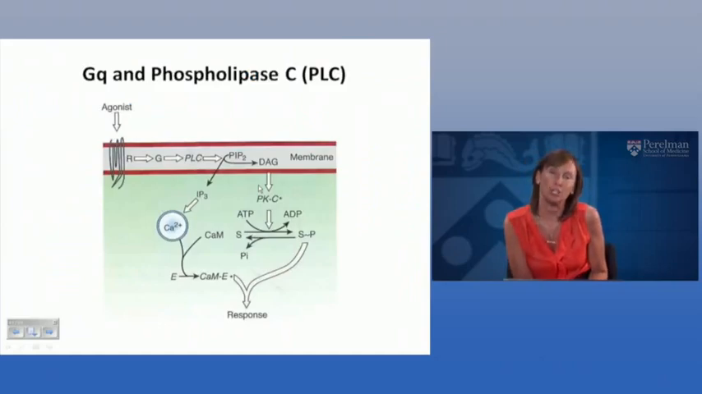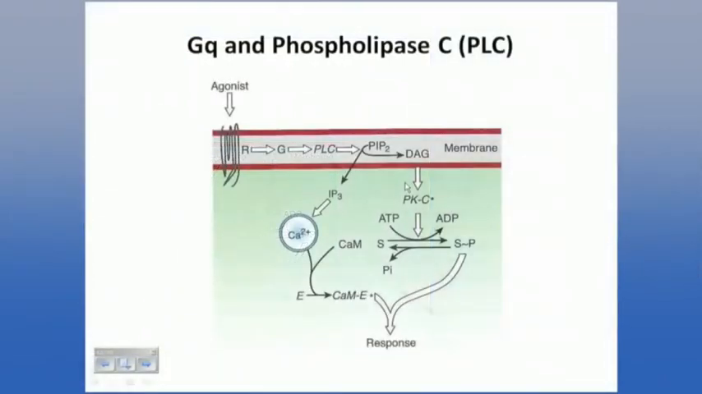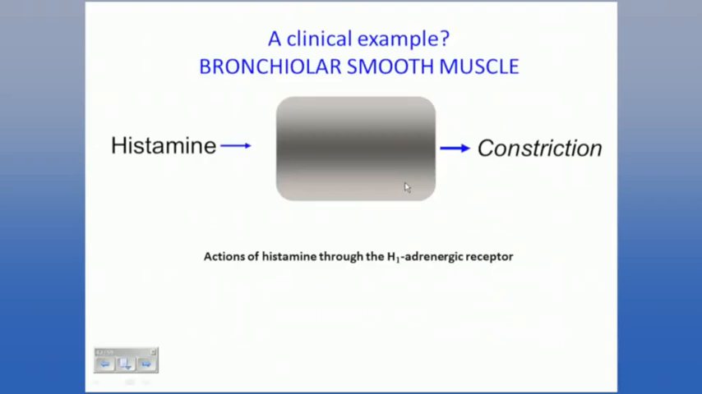And then finally, GQ. So GQ is linked to the effector phospholipase C. The really only difference here is that the second messenger signaling cascade involves an increase in intracellular calcium. This is a stimulatory pathway, with the ultimate impact being quite similar to GS. A clinical example of GQ activation can also be derived from the same tissue type that I used for the GS example, bronchiolar smooth muscle.